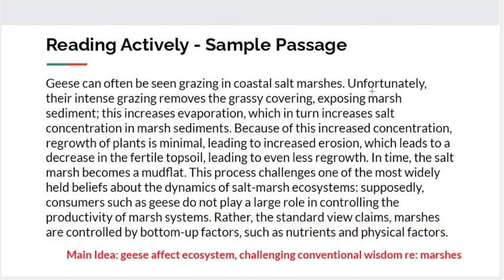So having done all that, we get to our main idea, or we scribble down our main idea. Geese affect the ecosystem, and that challenges conventional wisdom regarding marshes. So again, the conventional wisdom is that they are controlled by bottom-up factors, such as nutrients and physical factors, whereas this passage is suggesting, no, it's top-down in the sense of the geese are actively affecting the ecosystem that they inhabit or that they are a key component in.